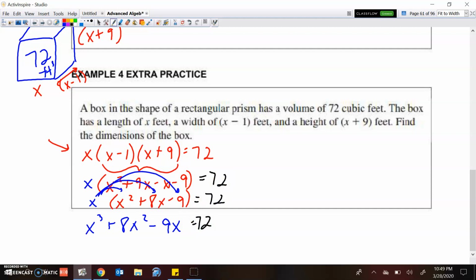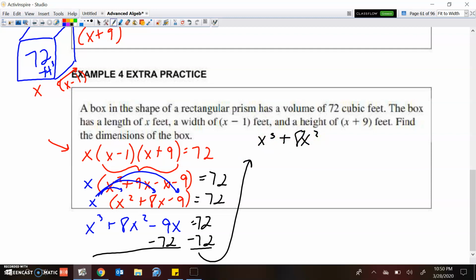All right, now the next thing not to forget is that we still have this equals 72 over here. We can't go ahead and factor anything when we have stuff on both sides of our equation. So I'm going to subtract 72 on both sides. I'm going to write this one up here. So what I have left is now x cubed plus 8x squared minus 9x minus 72. And that all equals 0. Okay, now this is 4 terms. So always look for a GCF. I don't have one, but I can do some grouping.